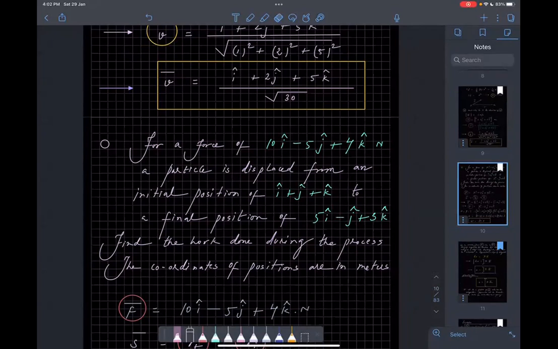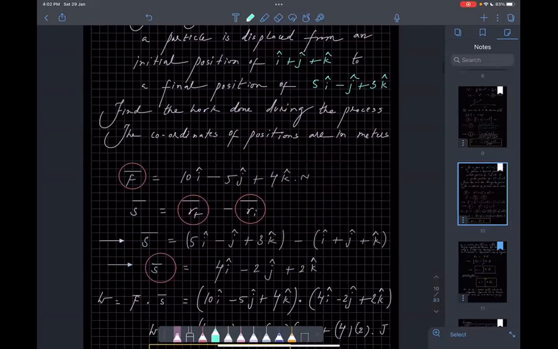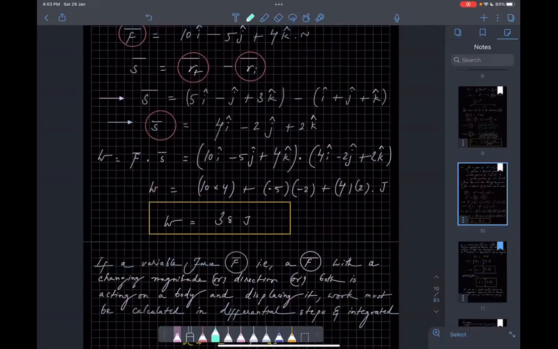So it is 5 i cap minus j cap plus 3 cap minus i cap plus j cap plus k cap. We'll get the displacement, right? So displacement is final position minus initial position. After getting the displacement, force is given. You just check F dot S. Taking the dot product is quite easy. You have to multiply the coefficient of i with coefficient of i, coefficient of j with coefficient of j, and coefficient of k with coefficient of k. That is your dot product. Clear? Yes, sir. And you will get the answer.